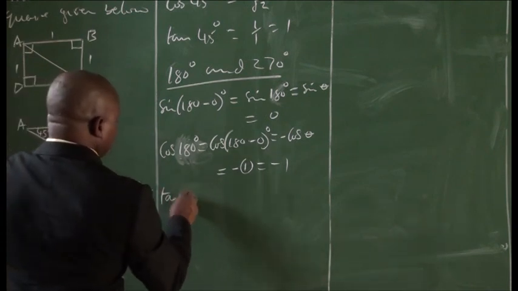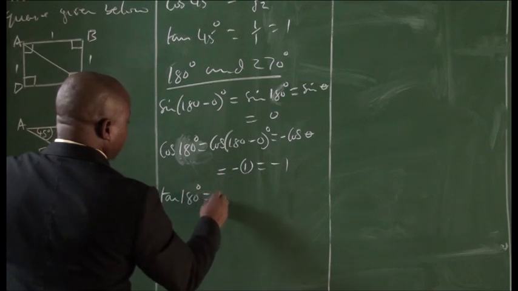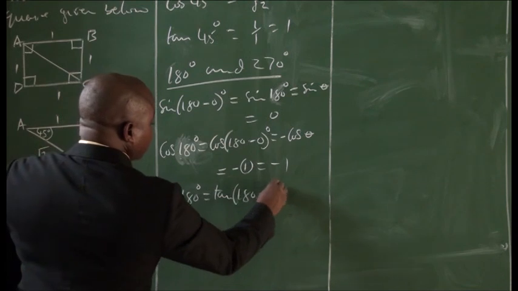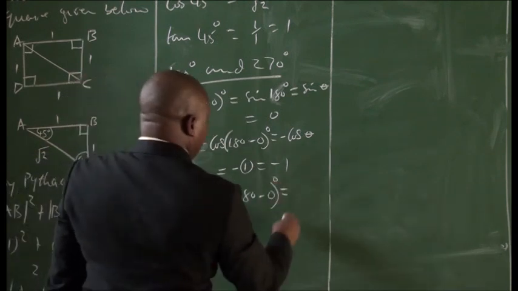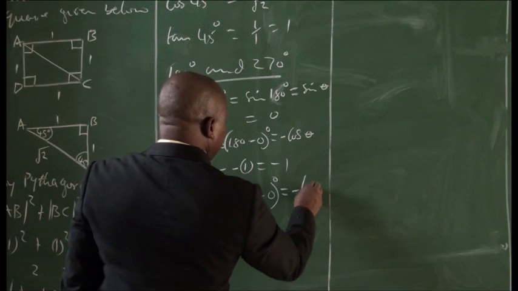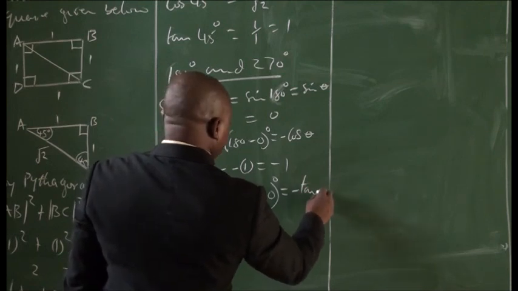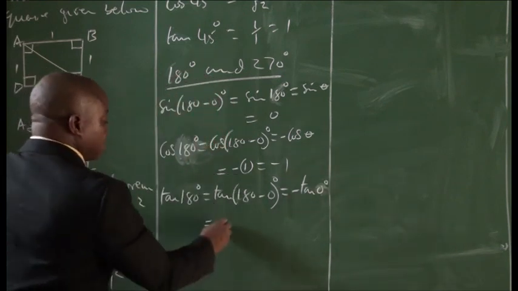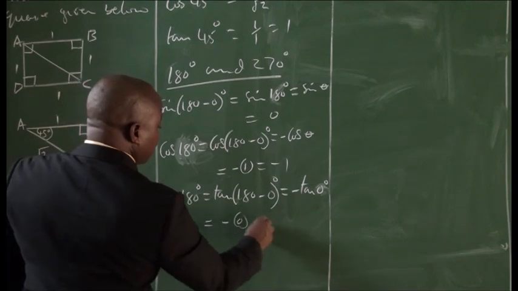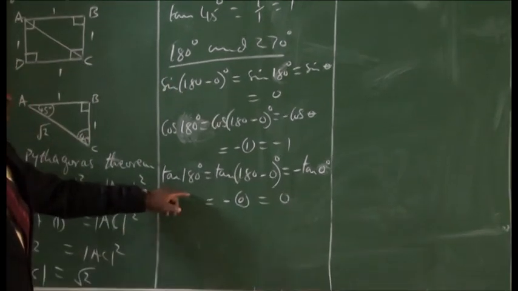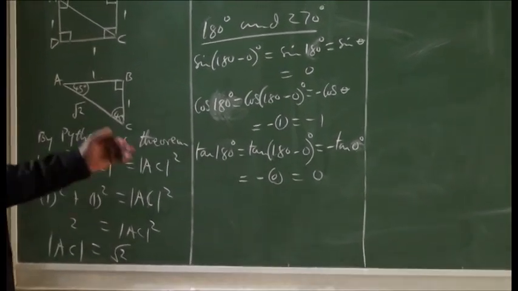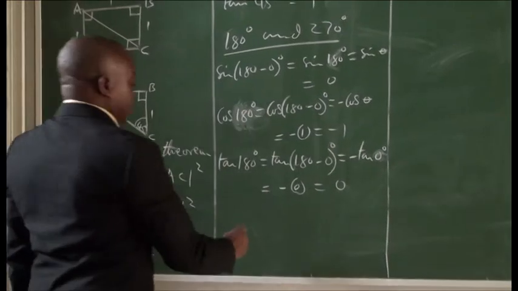Tan 180 degrees is equal to tan of 180 minus 0 degrees, which is equal to minus tan 0 degrees. And we know that this will give us minus 0, which is 0. So tan 180 is also 0. That is for 180. We can also define it for 270.